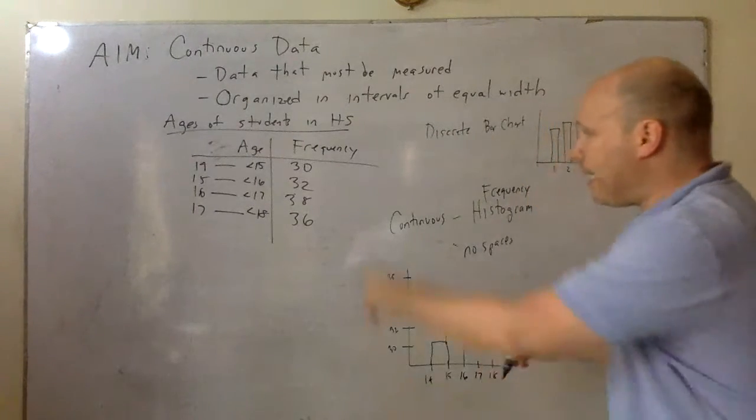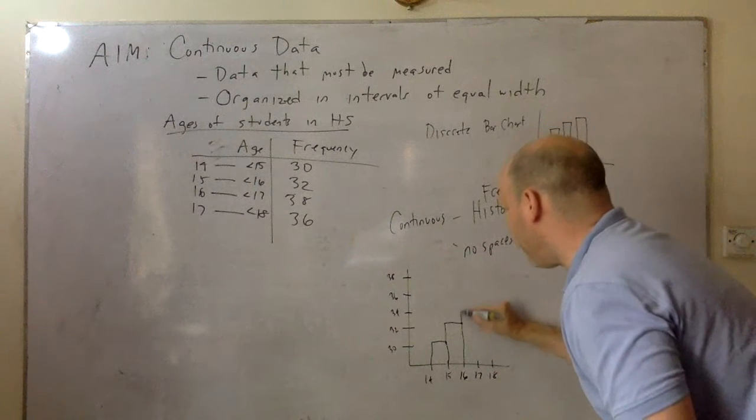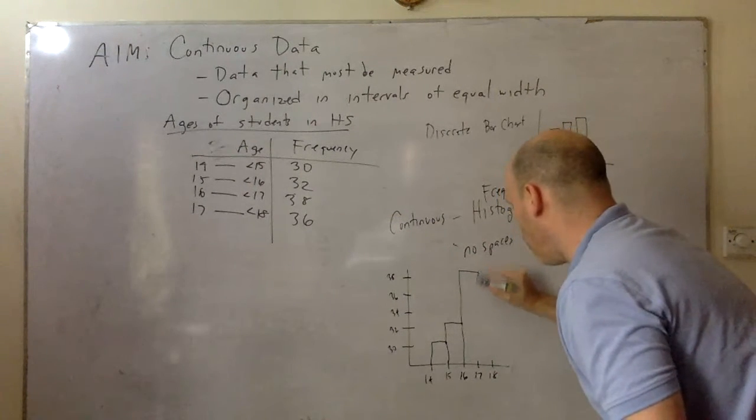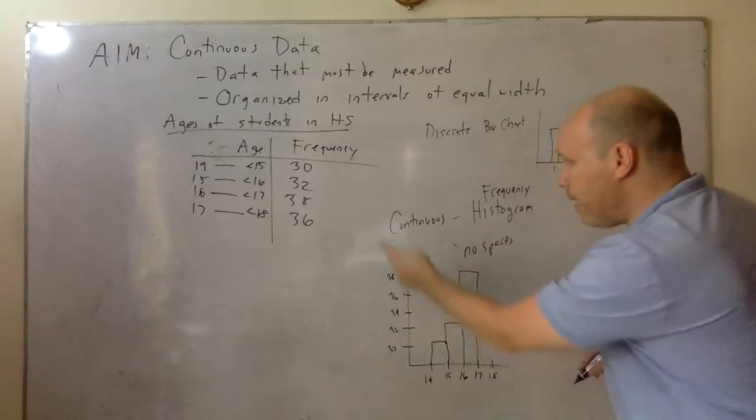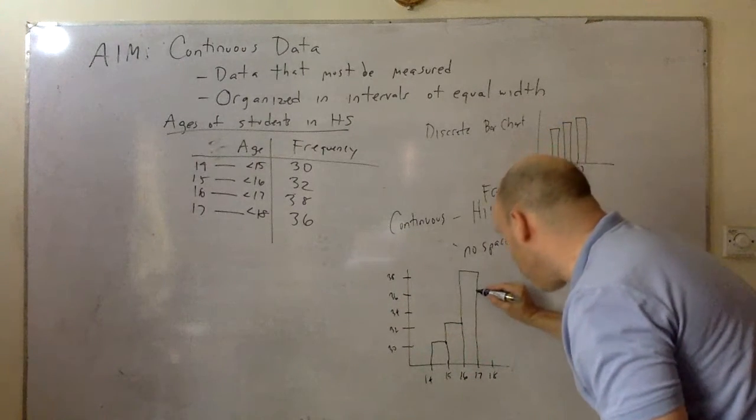What's going on between 16 and 17? There's 38 kids. And what's going on between 17 and 18? There's 36 kids.